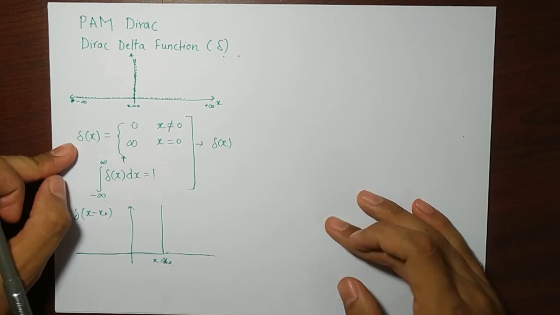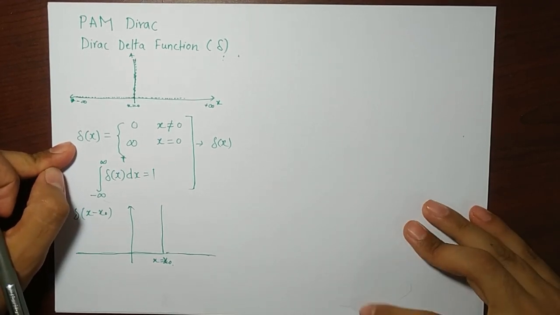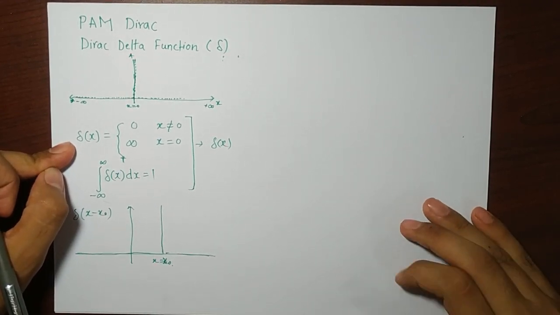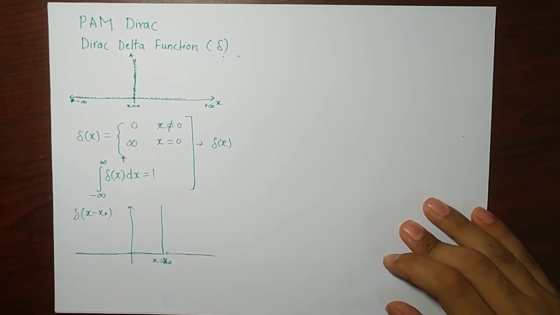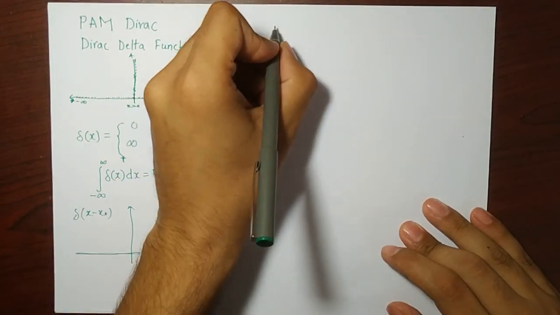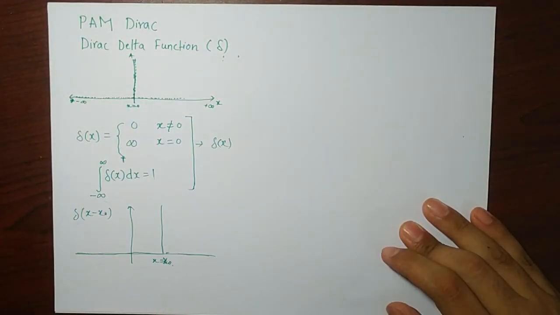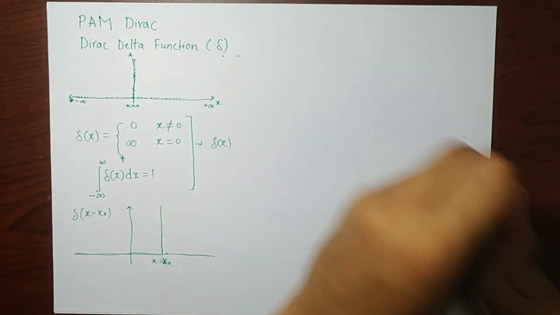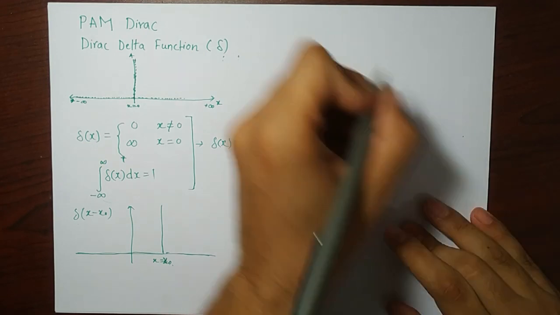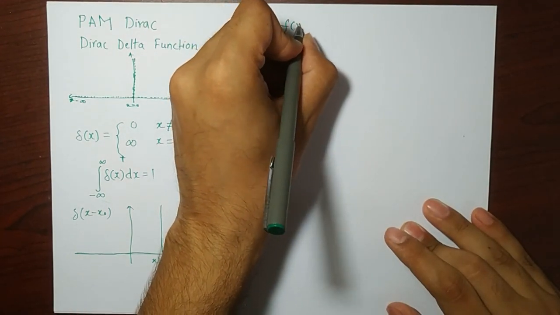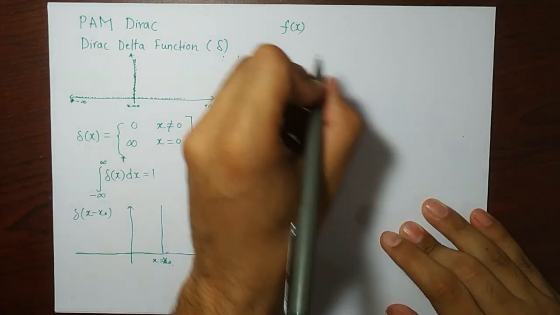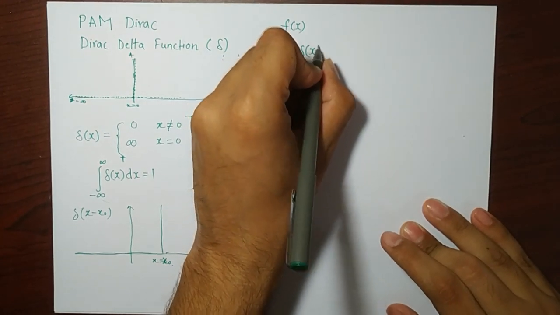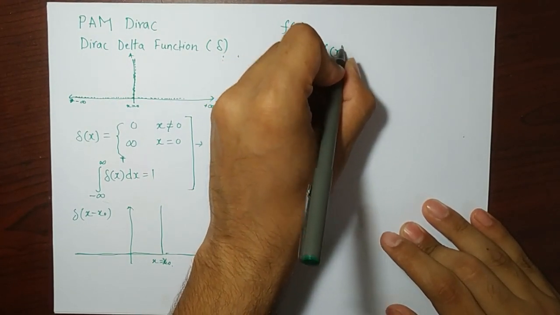So there is one more very famous property associated with the Dirac delta function, that is related to the integral when you multiply a delta function with another function. So let us assume that I have another function f of x. Fine. And what I'm doing is basically multiplying del of x with f of x.